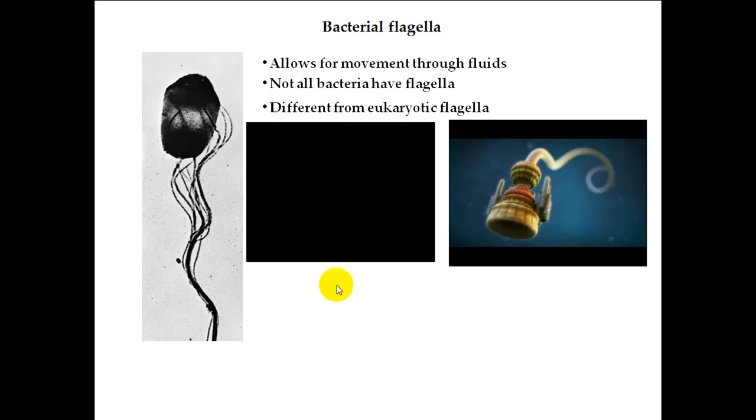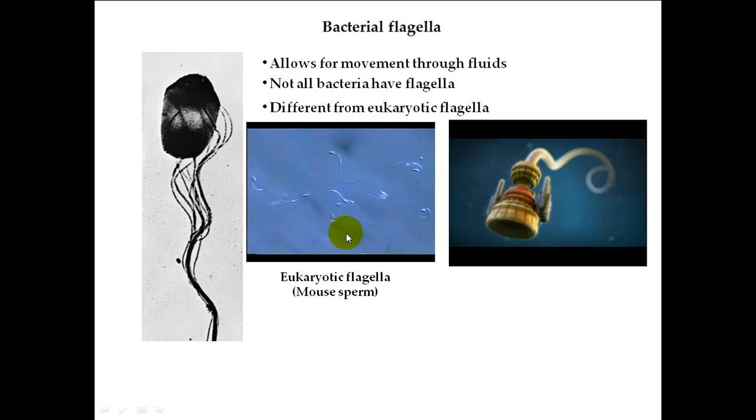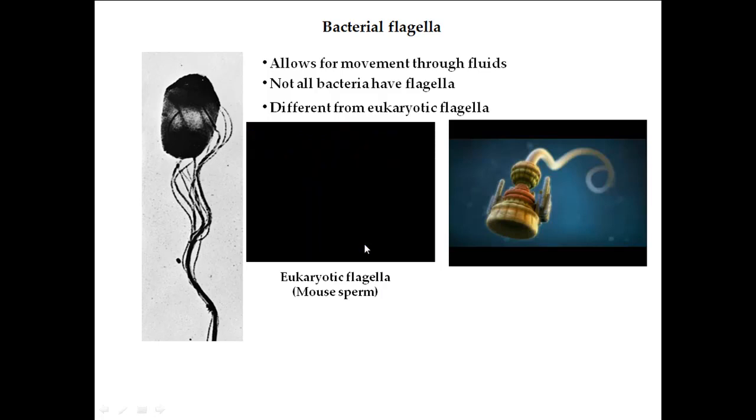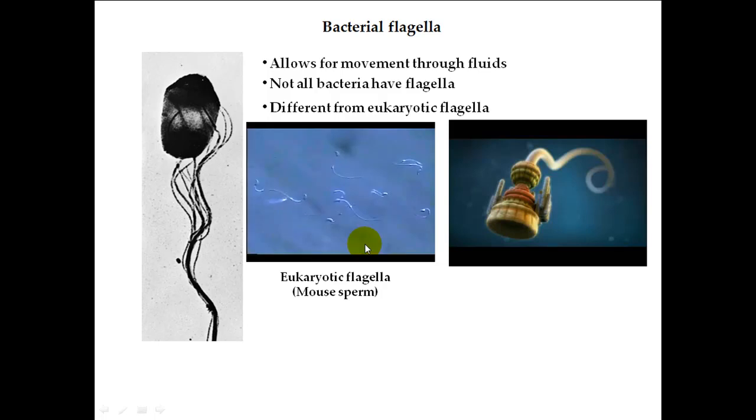So take a look at here in this black box. We'll show you the movement of mouse sperm. Basically, the flagella whips side to side, right? And it's kind of like a whip. And it's that movement from side to side that allows the sperm cell to get propelled through the fluid that it's in. Here's one more look. The eukaryotic flagella moving side to side like a whip.